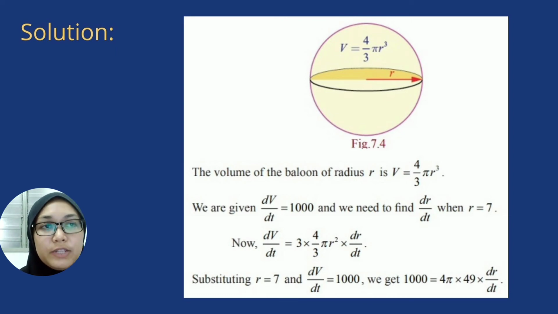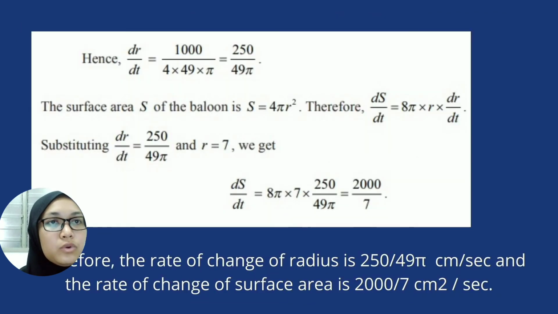So now dV over dt is 3 times 4 over 3 pi r squared times dr over dt. Substitute r equals 7 and dV over dt is 1000. We get 1000 equals 4 pi times 49 times dr over dt. So dr over dt equals 1000 over 4 times 49 times pi, equal to 250 over 49 pi.